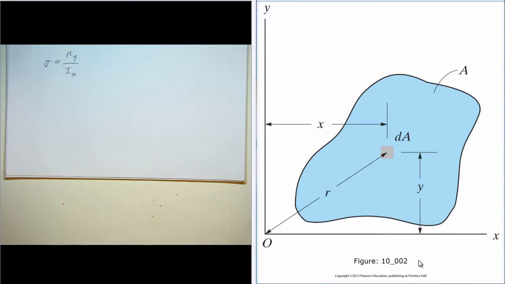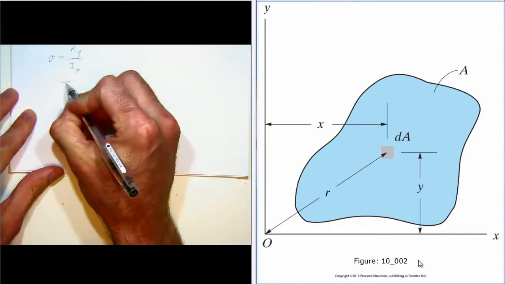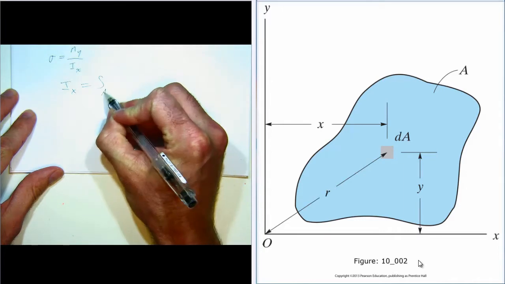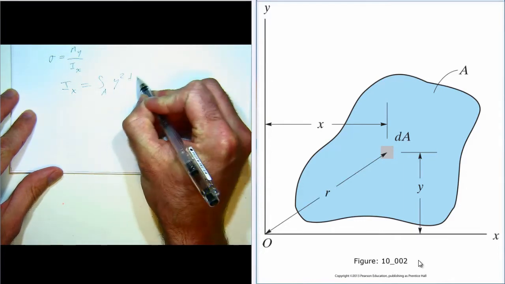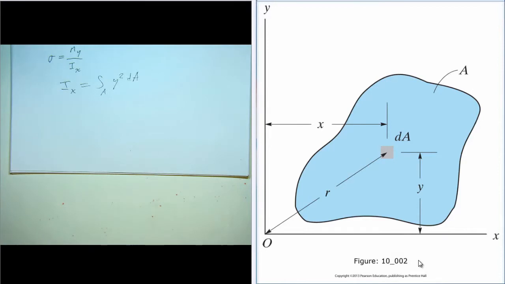Now, the equation to determine moment of inertia is this integral. So looking at the moment of inertia about the x-axis, we have the integral of y squared over the x-axis. So the more our area is located away from the x-axis, the higher the moment of inertia about x is going to be.